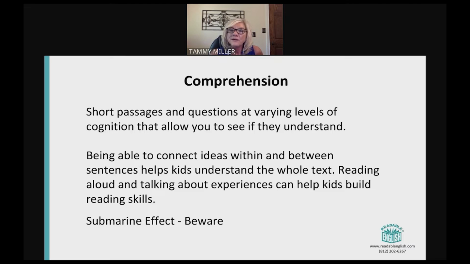When you're thinking about comprehension, you have to be aware of the submarine effect. So let's pretend that my arm is like the surface of the water or comprehension, and we have a submarine down here below the surface level. And what we want to consider is the fact that when we get back some of our data and we look at that comprehension score, the conversations begin around comprehension because it's so critical.